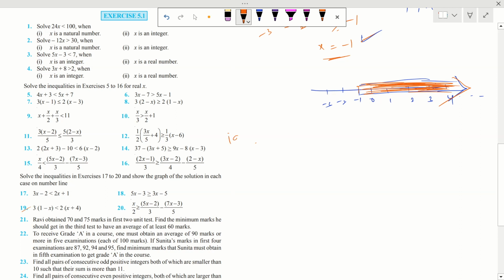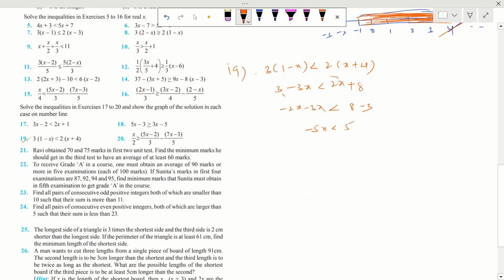So 19th one is 3 into 1 minus x less than 2 into x plus 4 is given. I just multiply this one, 3 into 1 minus 3x, less than 2x, and 2 into 4 is 8. And taking x term one side, this 2x if we take this side, then it is minus 2x, minus 3, and 3 I will take this side, then it is, sorry, this is less than, right? This is less than, so 8 minus 3 it becomes, then it is minus 5x less than 5 we are having.